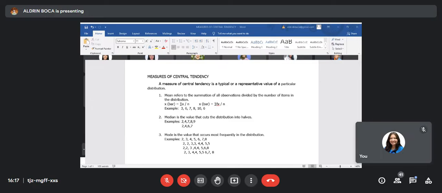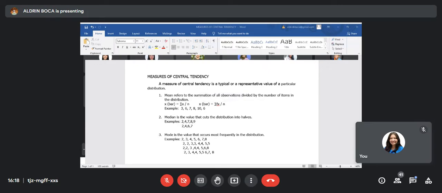But if the number of scores in the distribution is an even number, say for example, you have 4 scores, what you do is you add up the two middlemost values in the distribution. You add them up and then divide it by 2 to get the median value. Okay, so in this sense, those are 4 and 6. So 4 plus 6 is equal to 10, divided by 2 is 5. Therefore, the median of the distribution 2, 4, 6, and 7 is 5.